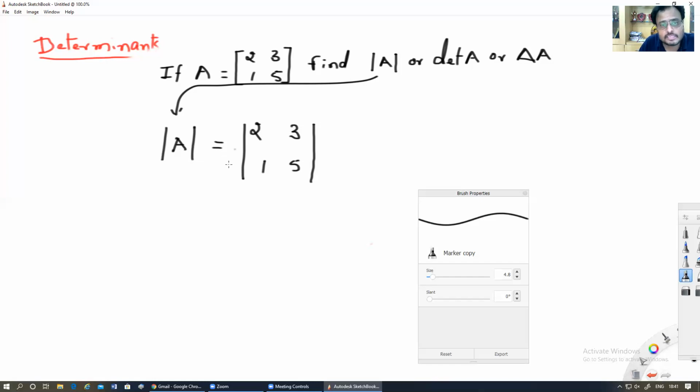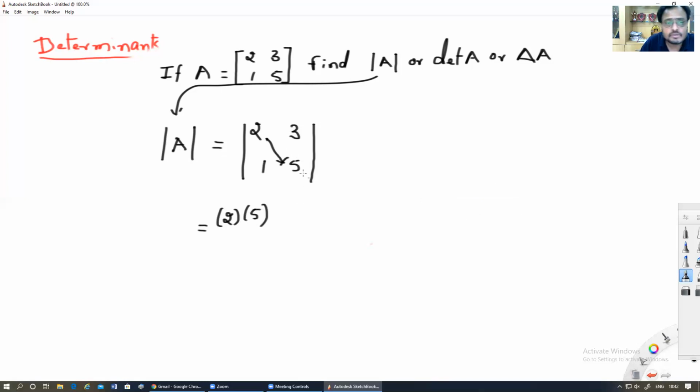So for a square matrix, how to find the determinant: first you have to cross multiply these two. Always remember, for a second order matrix, to find the determinant, first you multiply these two. It's a simple cross multiplication, 2 into 5. As soon as you complete this, put a minus sign, then multiply these two, 1 into 3. This is the method. You might have studied it already in the first year.